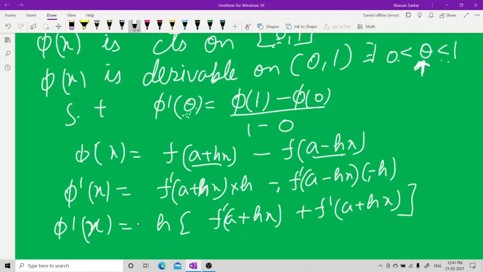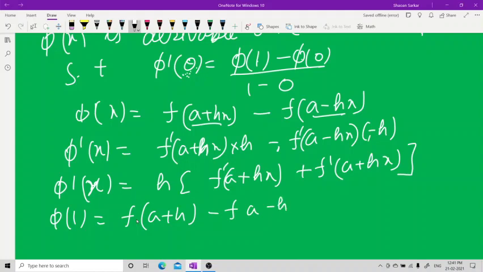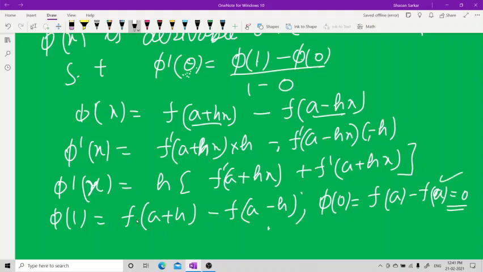Now you need phi of 1. Phi of 1 is nothing but f(a+h), put x equal to 1, minus f(a-h). Now phi of 0 is equal to f(a) minus f(a), and this is nothing but 0. So now put the values, this one, and with theta, this one here.